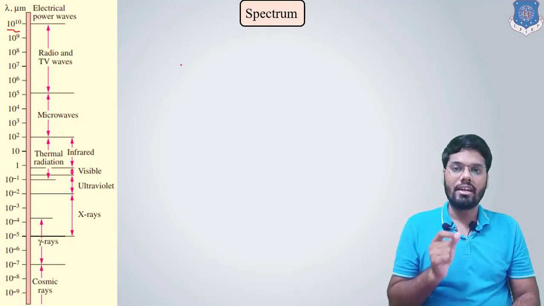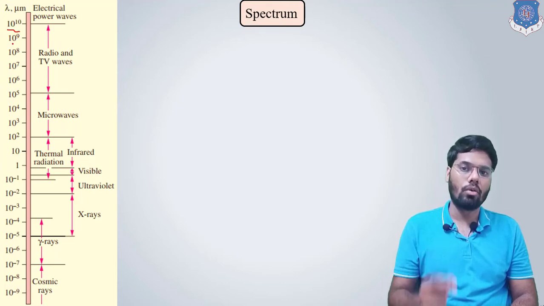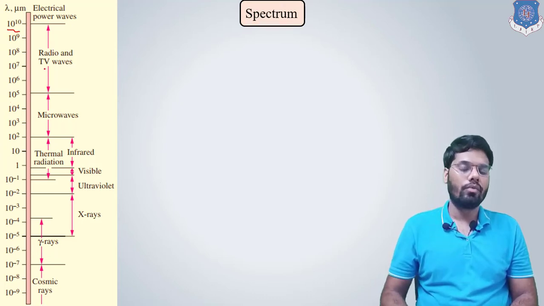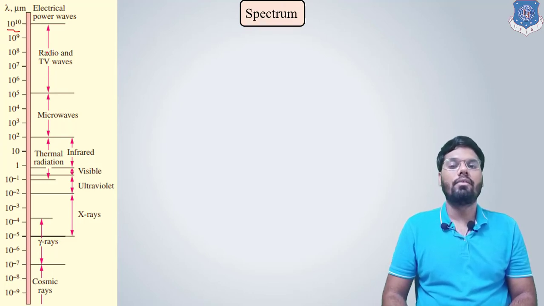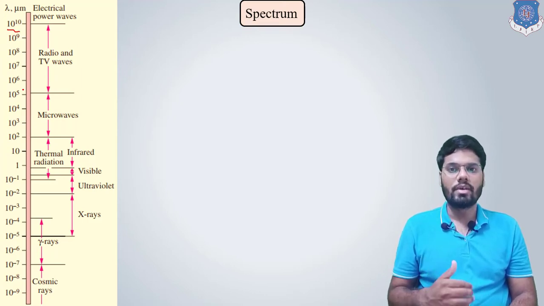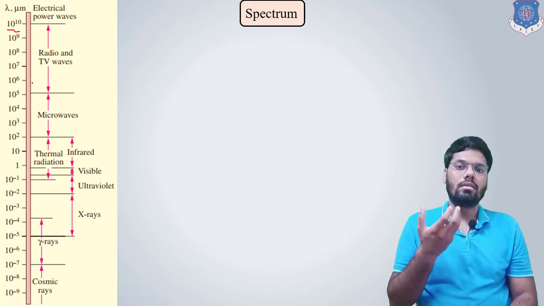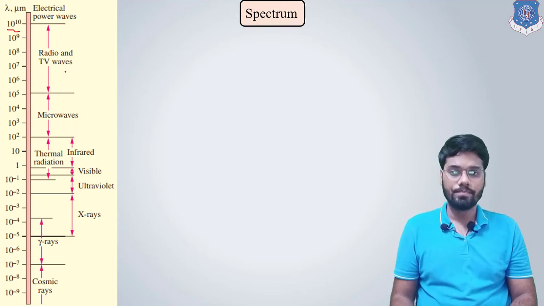From the spectrum we can see that from the range of 10 raised to 10 micron to 10 raised to 5 micron, the electromagnetic wave is known as the radio wave or TV wave. So as you can see, the wavelength of this radio wave and TV wave is from 10 raised to 5 to 10 raised to 10. So the wavelength is very high. So the energy contained by the radio waves or TV waves is very less. So it is not harmful for us.